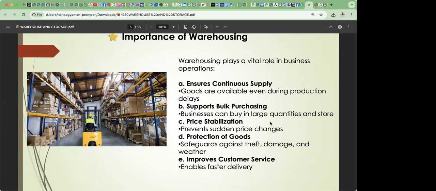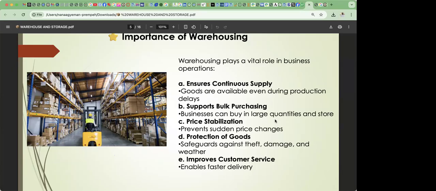So there are various roles. It ensures that there's continuous flow of goods, supports bulk purchasing. So more or less enhancing economies of scale, because if you have quite a huge area, you may want to have more, so that you can beat price and all that. There's price stabilization. So for a period, you can have prices stabilized because you have the stock and you are managing it adequately. It also ensures that you are able to hold particular quantities at a time. Protect the goods against damage, weather, improves customer service, and ensures that when customers need their products, they are able to have it at a particular time frame.